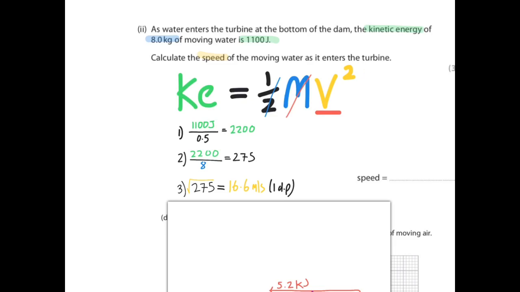When in doubt with this one, I know it seems very complicated, but they're just 3 simple steps. When you're trying to work out velocity from this equation, you just divide your answer, kinetic energy, by half, then divide by the mass, then square root it. That's all you do, 3 steps. If you can remember, divide by half, divide by mass, square root, you'll get velocity.